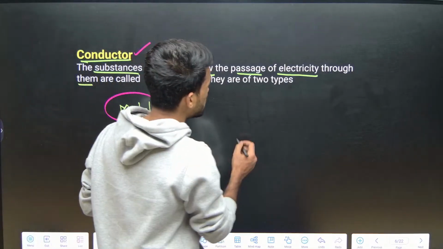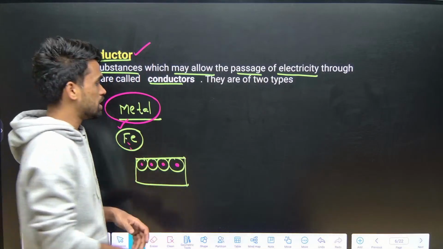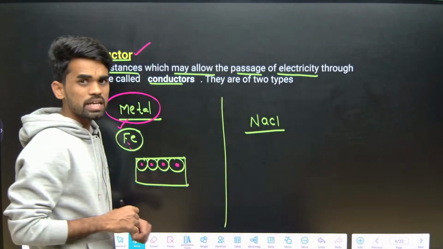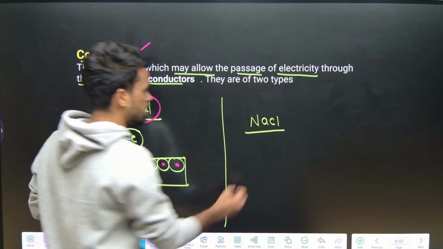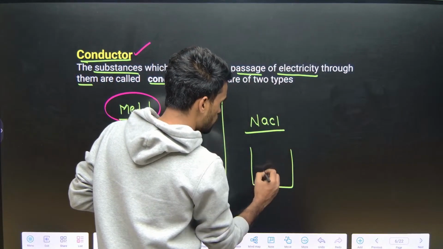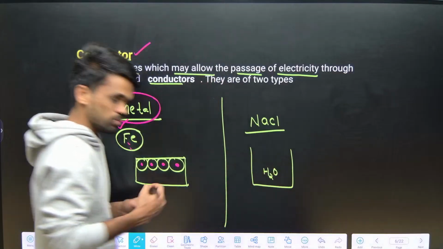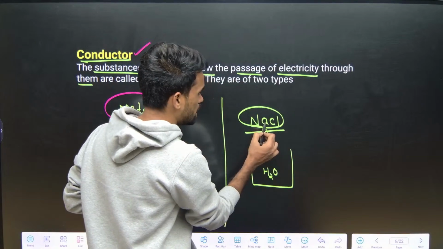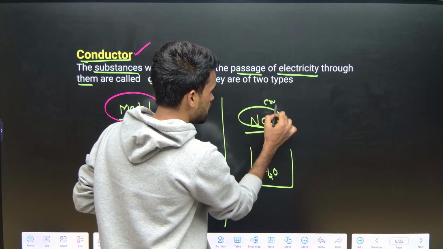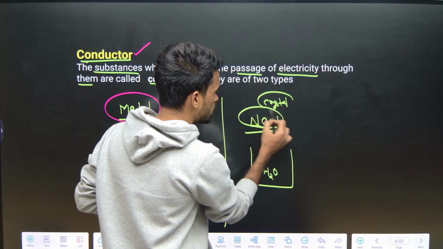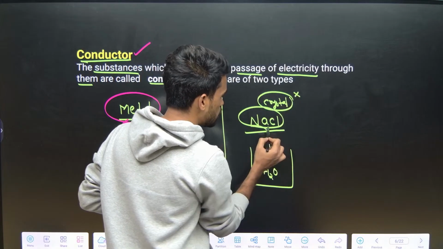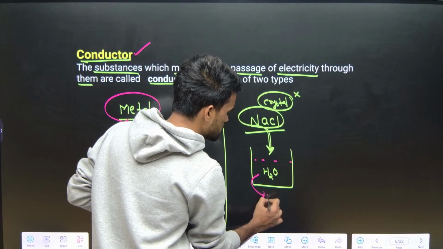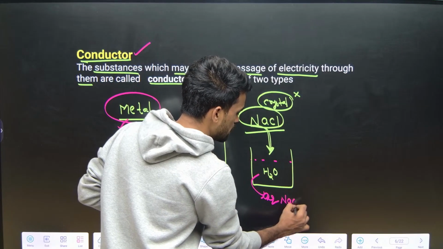And when it comes to electrolytic conductance, if you take NaCl salt in the molten state or in the aqueous state, it means you are adding salt to water. Pure water is a very poor conductor. But when we add NaCl to this, what happens? NaCl in crystal form won't conduct, but when you dissolve that NaCl in water, an aqueous NaCl solution is obtained.